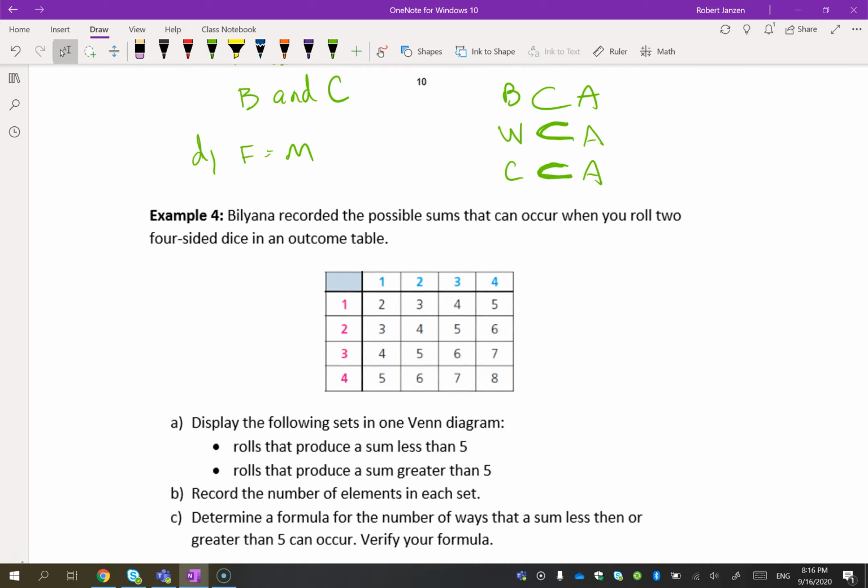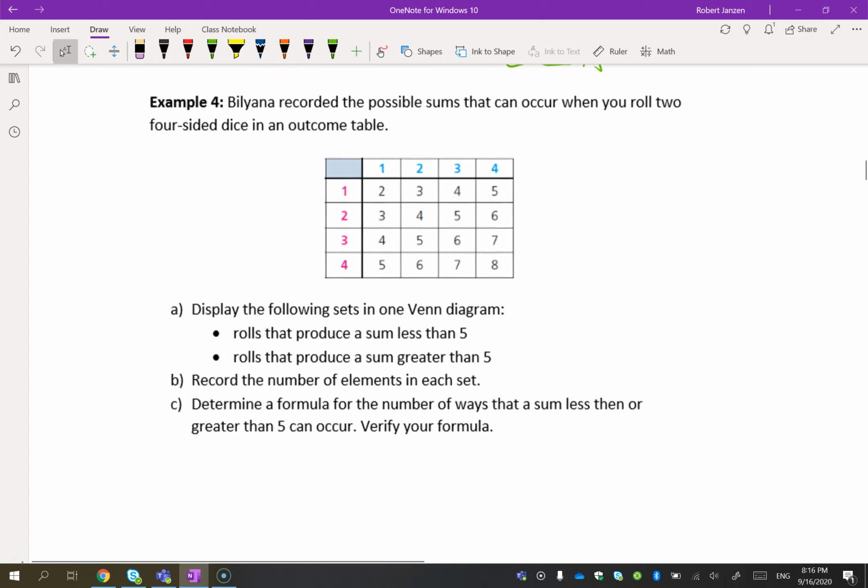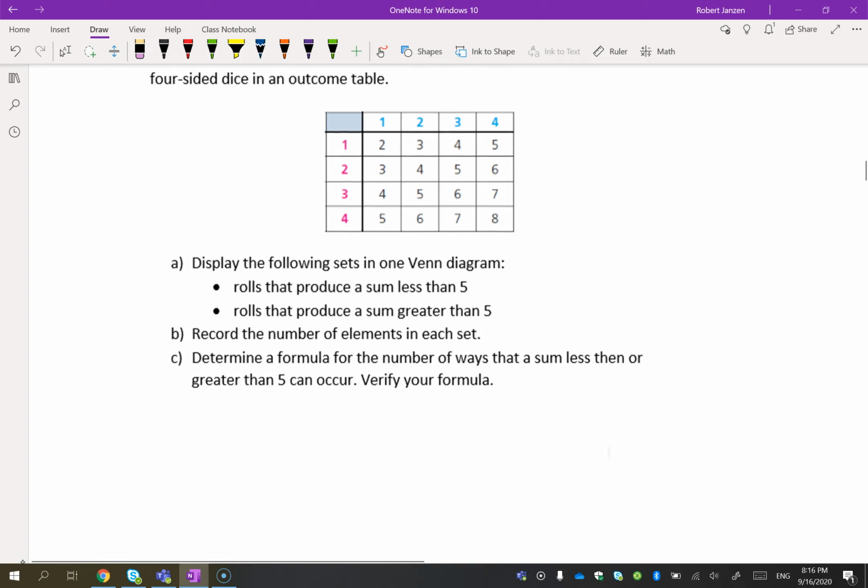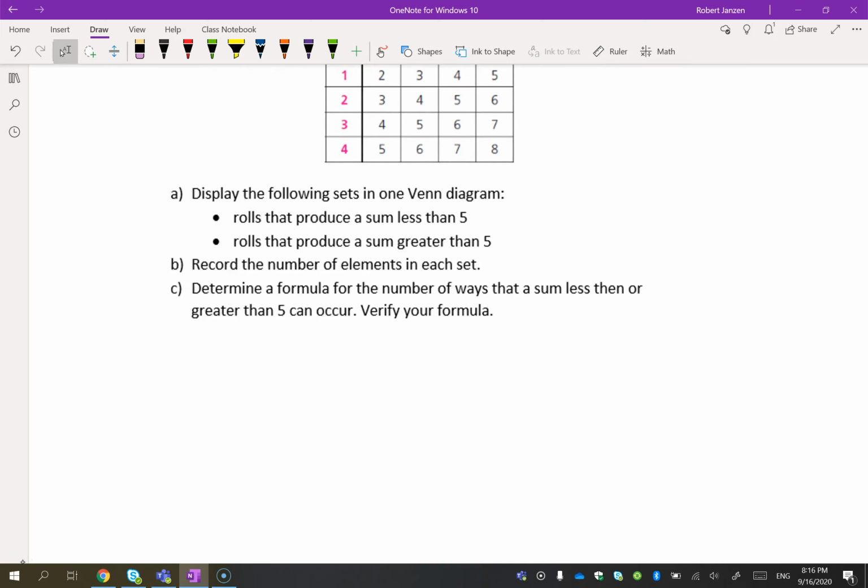So let's do one more question here. Juliana recorded the possible sums that can occur when you roll two four-sided dice. For example, if we roll a 1 and a 1, the sum would be 2. That's one example. If you roll a 4 and a 3, the sum would be 7. That's what this chart means. Display the following sets in one Venn diagram: the rows that produce less than 5, let's call that L, and the rows that produce greater than 5, let's call that G.